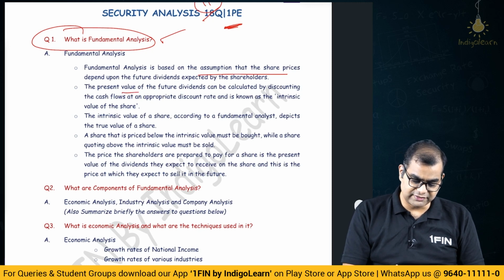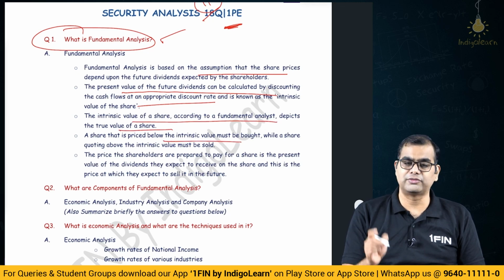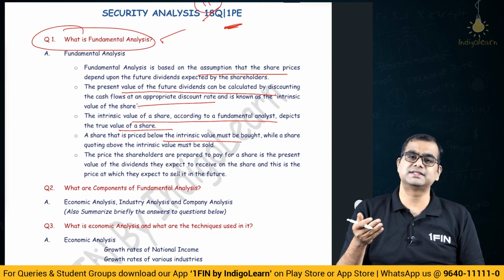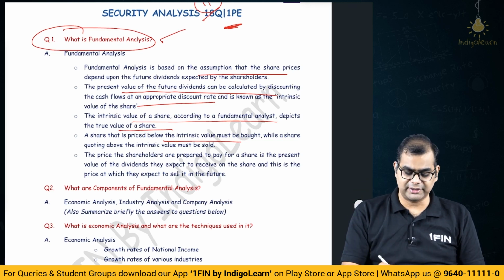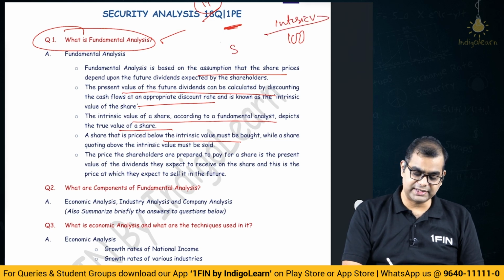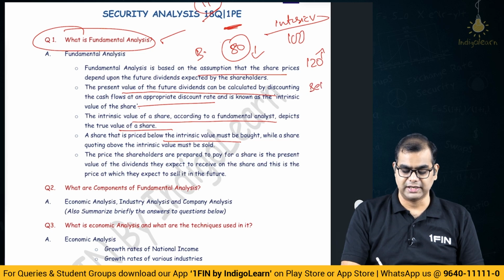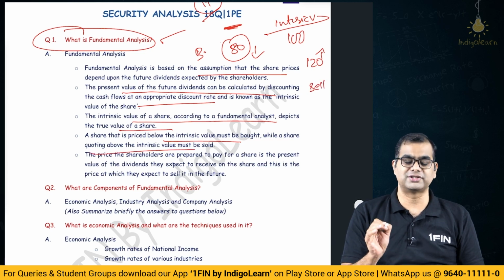And what do we say? The present value of future events can be calculated by discounting cash flows. The intrinsic value of a share according to fundamental analysis depicts the true value of a share, and if the share is priced below the intrinsic value, it must be bought. So if as per fundamental analysis you arrive at a price of 100, this is called the intrinsic value, and let's say in the market the price is 80. This is below the intrinsic value, so you should buy. If the price is 120, it is above the intrinsic value, so you should sell. That is what you do based on fundamental analysis.